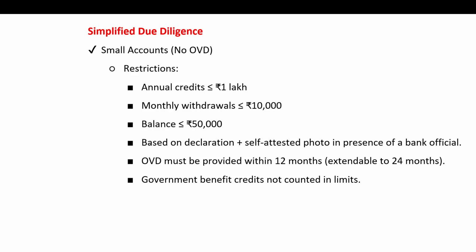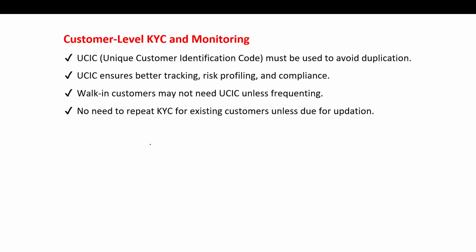For example, a migrant worker without any ID opens a small savings account. He provides a photograph and signs in front of a bank officer. So he can only deposit up to 1 lakh rupees till he gives his Aadhaar or any other official valid document. Customer level KYC and monitoring.